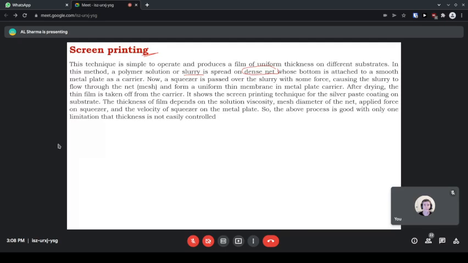Now a squeezer is passed over the slurry with some force, causing the slurry to flow through the net and form a uniform thin membrane on the metal plate carrier. After drying, the thin film is taken off from the carrier. It shows the screen printing technique for silver paste coating on a substrate.